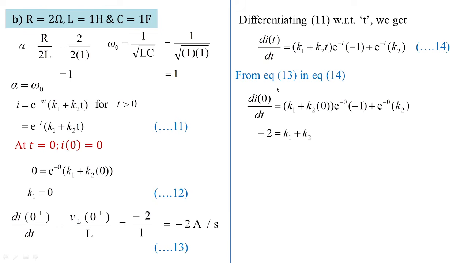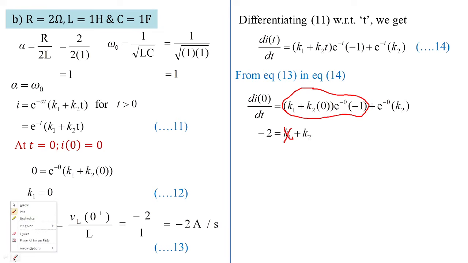So I'm going to get the value of di by dt of 0 is equal to minus 2, which is equal to, you can see here, e to the power of minus 0 multiplied with k1, so k1 remains as it is. Okay, and you have e to the power of minus 0 k2, so k2 it is here. Whatever the value it is here, the k1 value is 0, that's why this term goes off, because k1 is 0, and I'm going to be left with minus 2 equivalent to k1 plus k2. K1 is already 0, so you have k2 which is equivalent to minus 2.